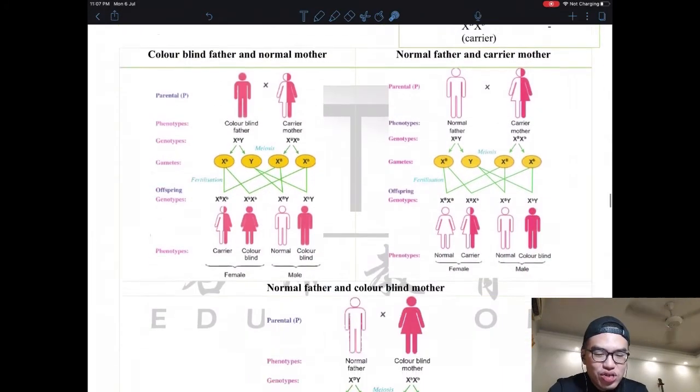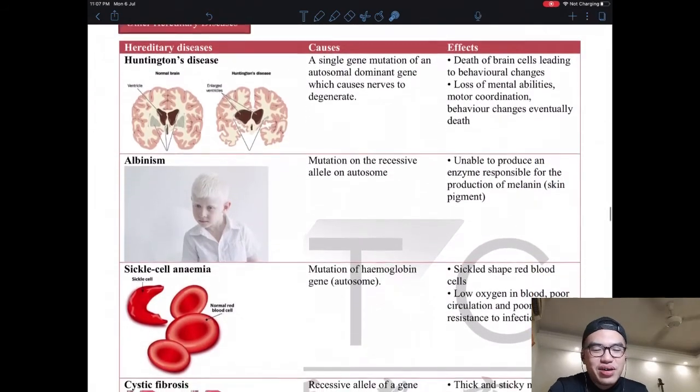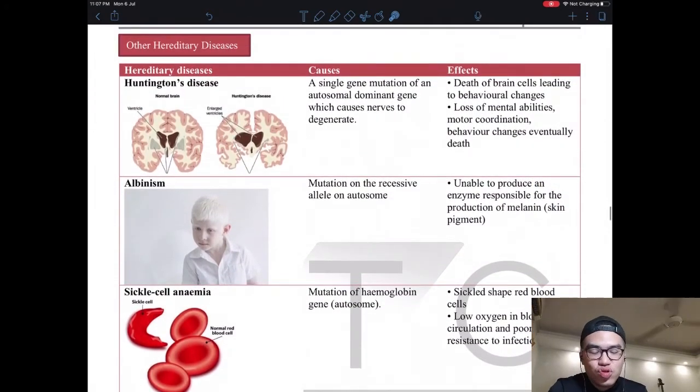All right, other hereditary diseases. Some diseases that you should know are inherited. You don't get them from outside, you get them from your mom or your dad. First is Huntington disease, a very rare brain disorder. So what happens here? Death of brain cells leading to behavioral change: loss of mental ability, motor coordination, behavior change, eventually death.